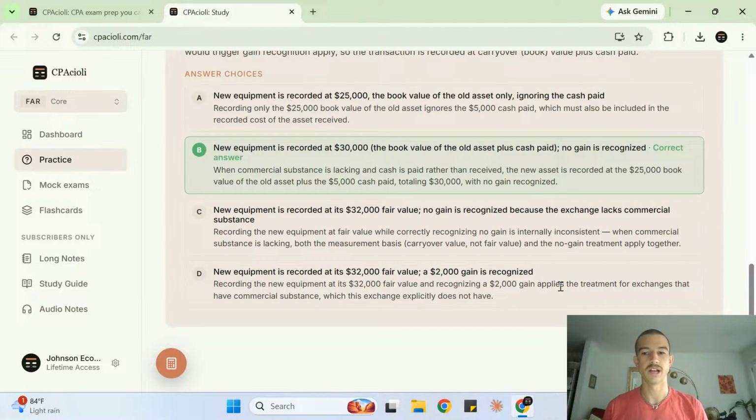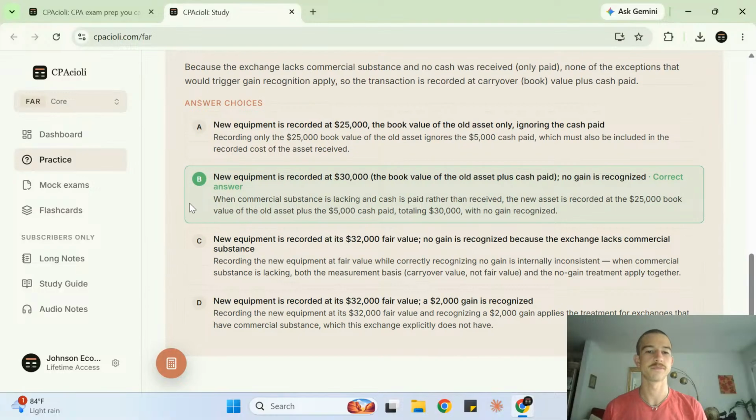Yeah, C applies the treatment for exchanges that have commercial substance, which this exchange explicitly does not have. So when commercial substance is lacking and cash is paid rather than received, the new asset is recorded at the $25K book value of the old asset plus $5K cash paid, totaling $30K with no gain recognized. But if it had commercial substance, it would be D, but because it doesn't, it's B.